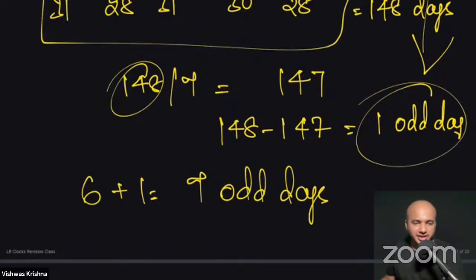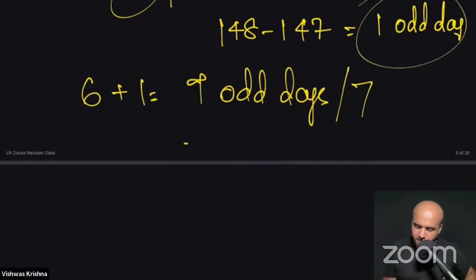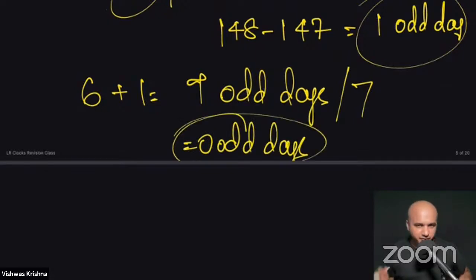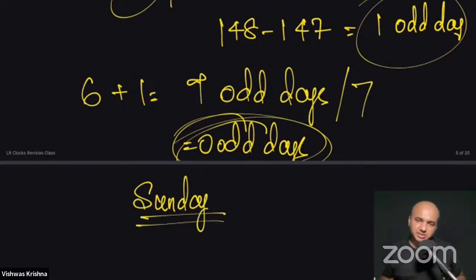Can there be 7 odd days logically? There can't be, because 7 is divisible by 7. So therefore, that means we have 0 odd days. Once again, we can't have any odd days which is a multiple of 7. If it's a multiple of 7, that means there are no odd days at all. So if it is 0 odd days, that means we don't have to add anything. If we don't have to add anything, when does our week start? That is the question which you need to ask. Our week starts on Sunday. And this day is in fact a Sunday.